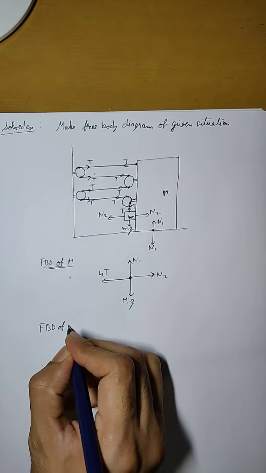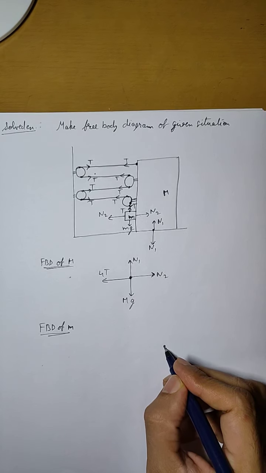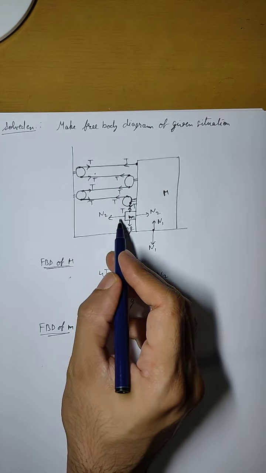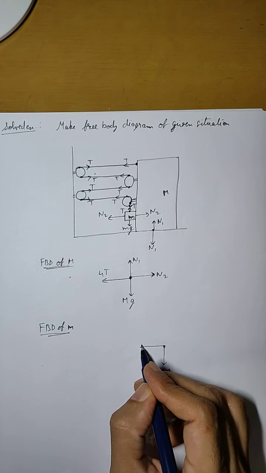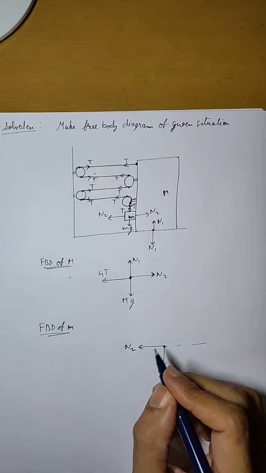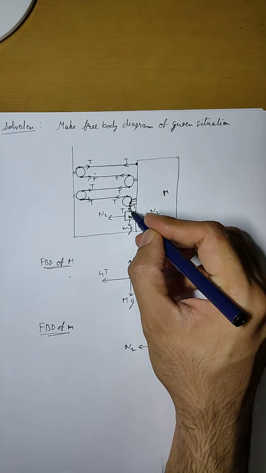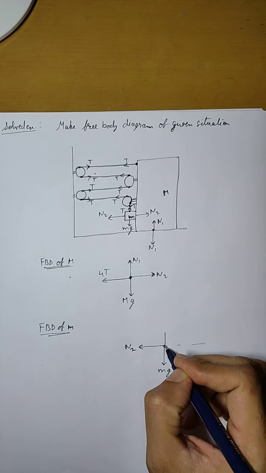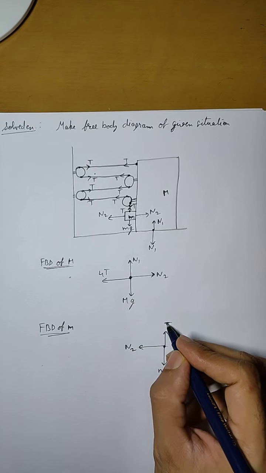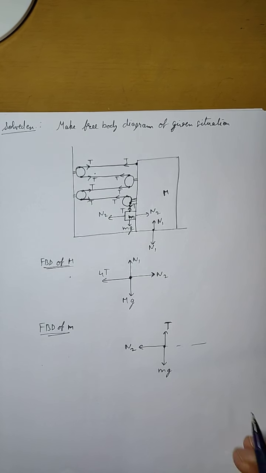Similarly, if we make the free body diagram of small m, then there is mg in the downward direction, there is N2 in this direction, so we will have N2 here. Then from this point of contact, one tension is in this direction, in the upward direction. So this will be the free body diagram of the smaller body.